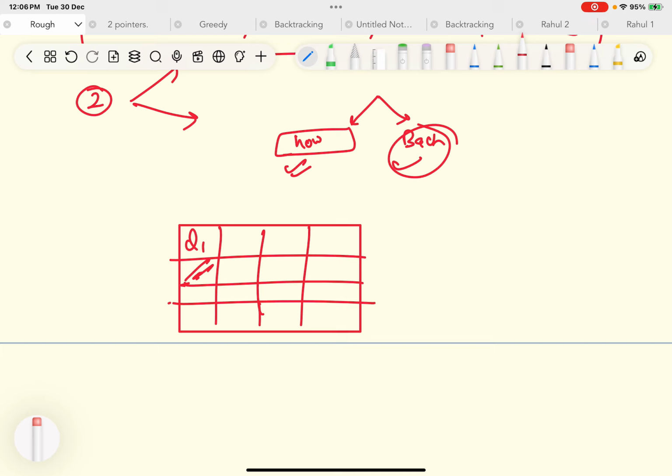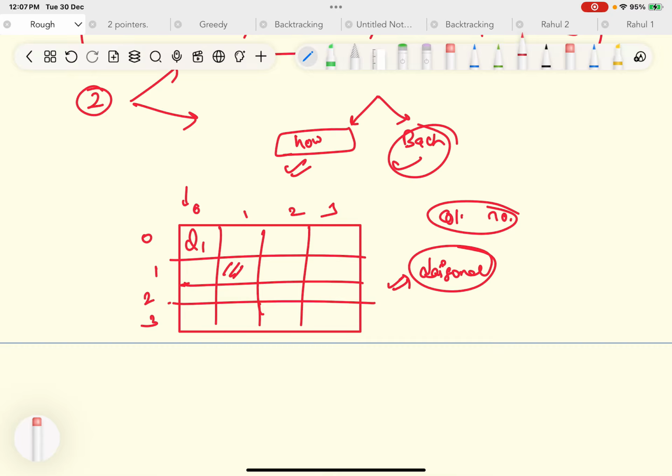Why? Because, let me denote it as row number and column number also, the column number is the same. So if the column numbers of the queens are the same, that means the queens are under attack, so we cannot put it here. Okay, can we put it here? No. Why? Because of the diagonal, so we cannot put on the diagonal also.